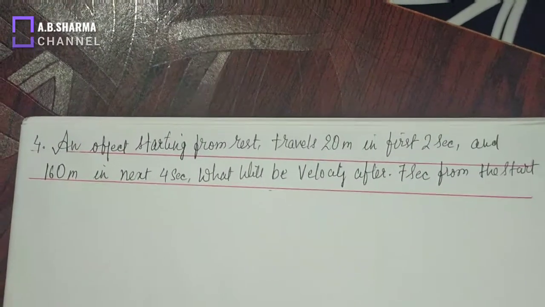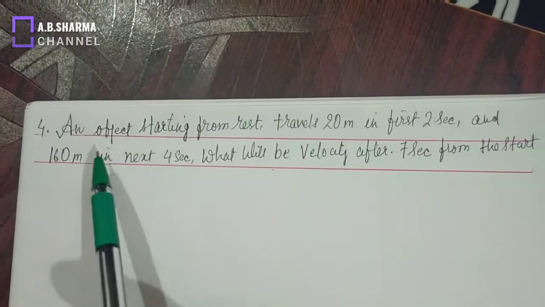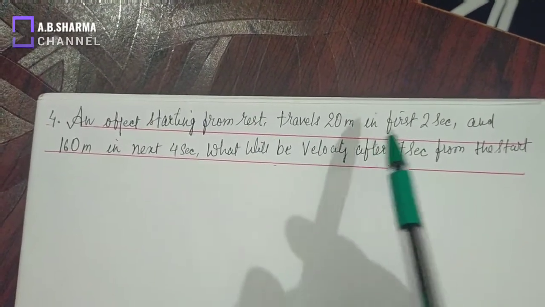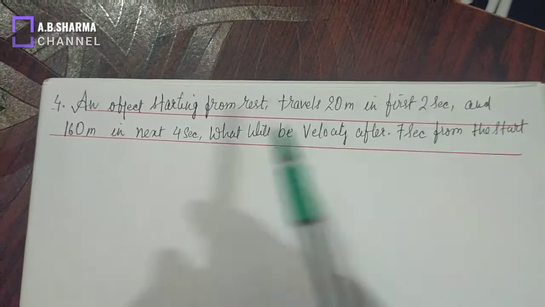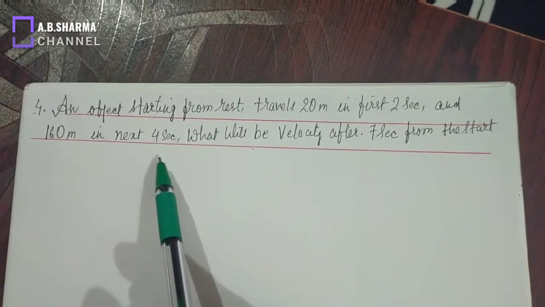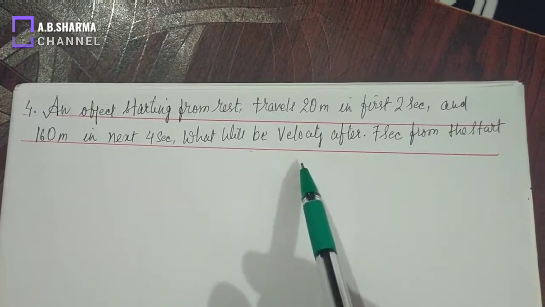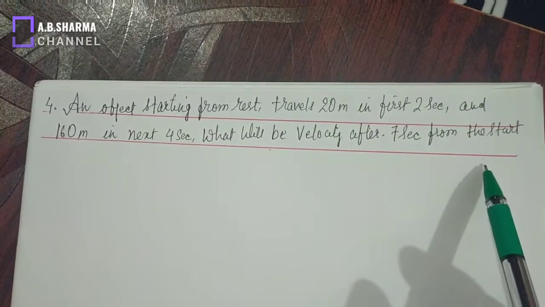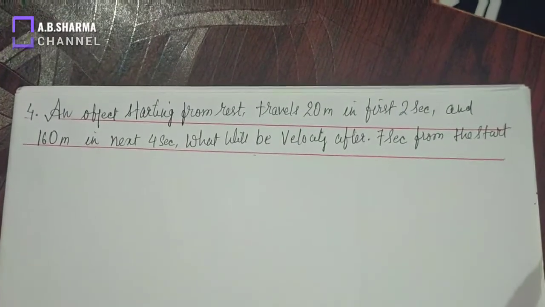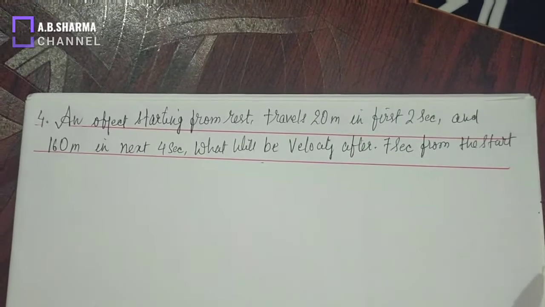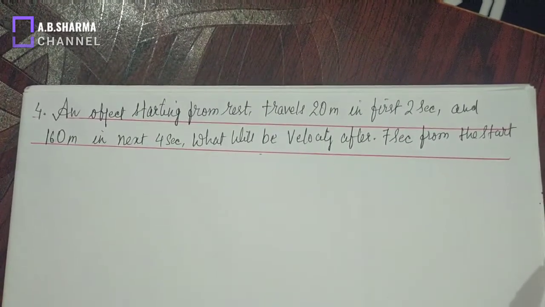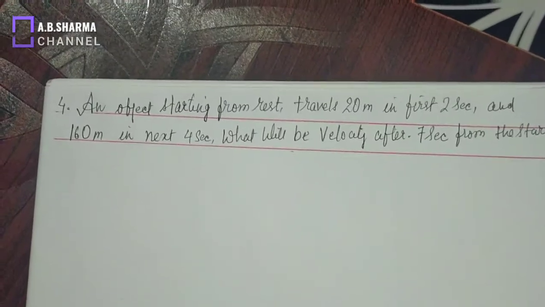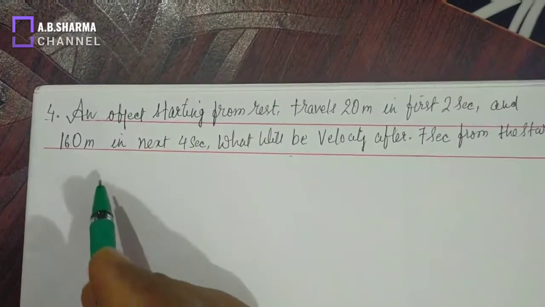The next question is that an object starting from rest travels 20 meter in the first 2 seconds and 160 meter in the next 4 seconds. What will be the velocity after 7 seconds from the start? So this is the question. You first pause the video and try to solve the question. Okay, now see the solution.